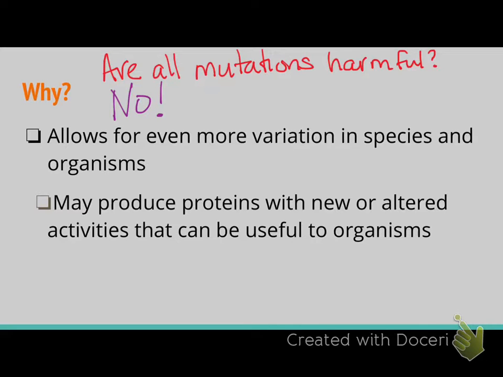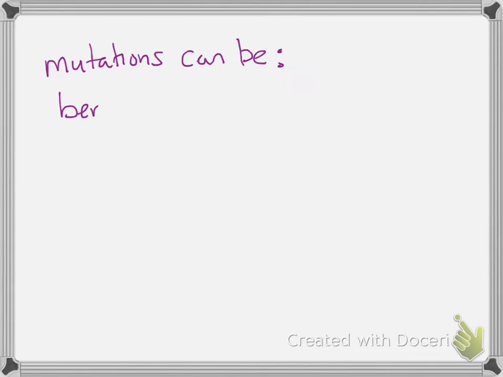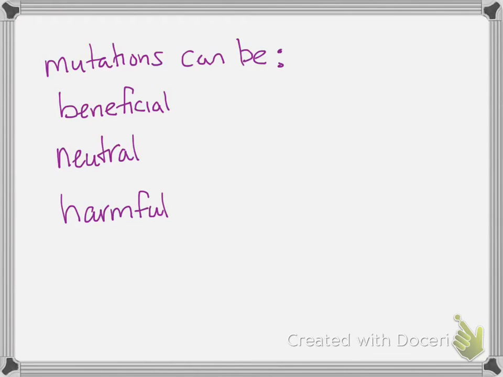Some mutations allow for even more variation in species and organisms, and we'll talk about that later. Kind of helps with adaptations. And then sometimes it may produce proteins with new or altered activities that can be useful to the organisms, so it's not going to be harmful. Mutations can be classified in three ways: as beneficial, neutral, or harmful. And we'll talk about those more as we talk about each type of mutation.